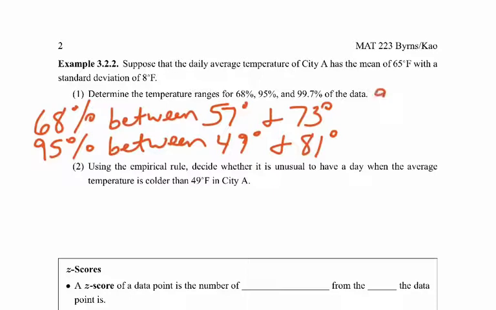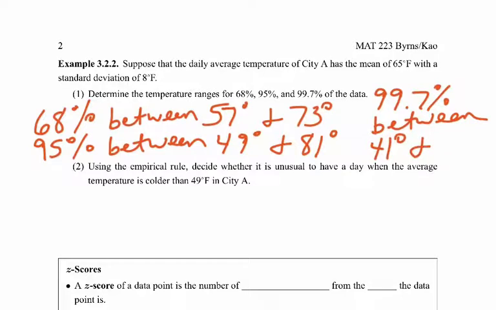99.7% of the daily temperatures are going to lie within 3 standard deviations. So take your previous values and subtract the standard deviation from the lower bound. That puts me at 41 degrees. And the upper bound, that puts me at 88 degrees. Let's write that again. 89 degrees, there we go. I forgot what the standard deviation was. All right, so almost all of the city's temperatures over a given year, or whatever sample we pull, are going to lie somewhere between 41 and 89 degrees.